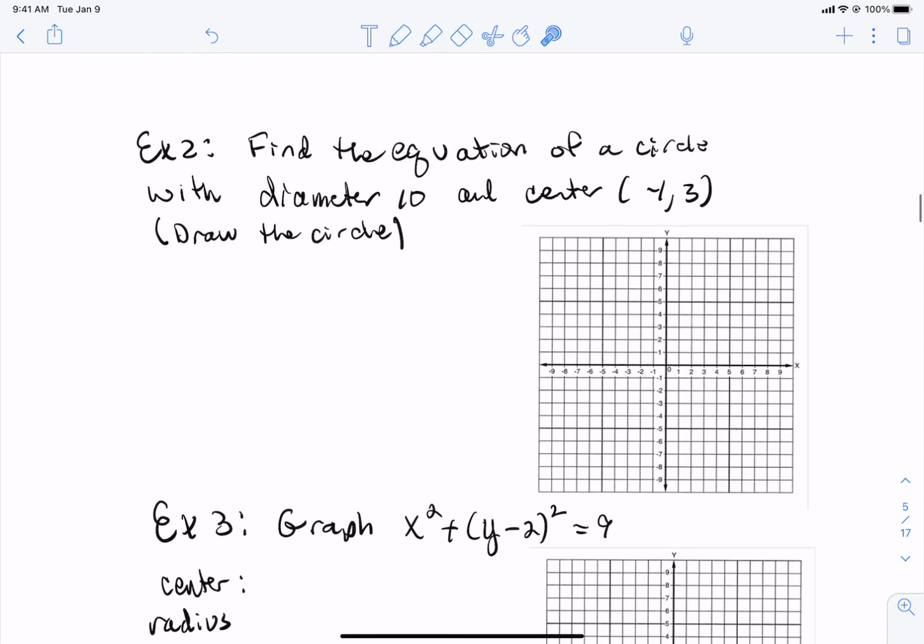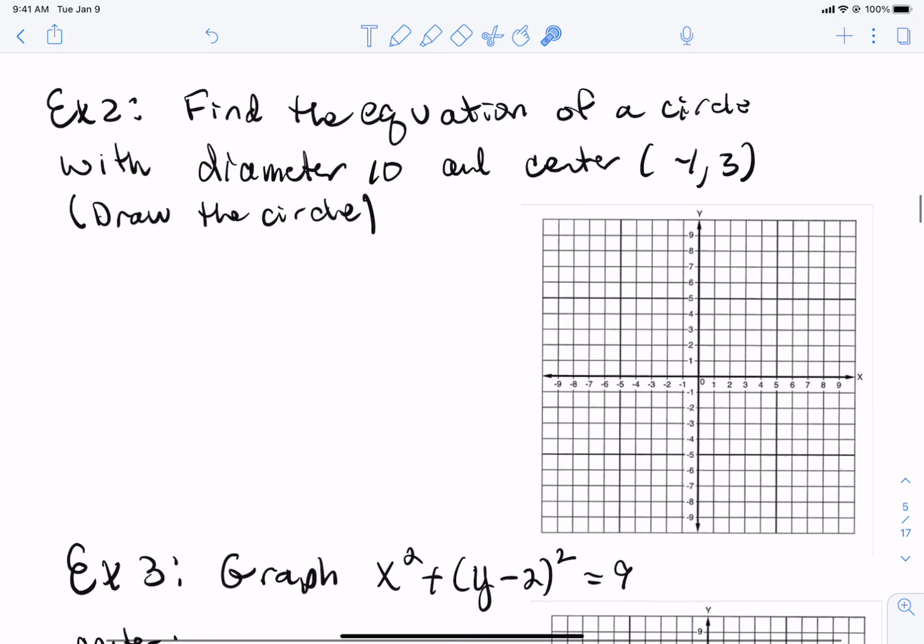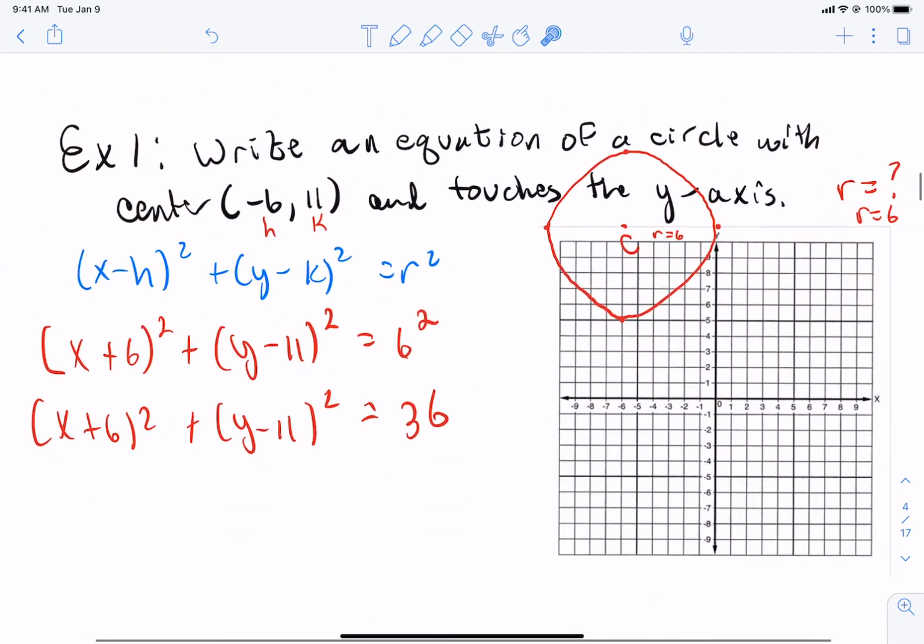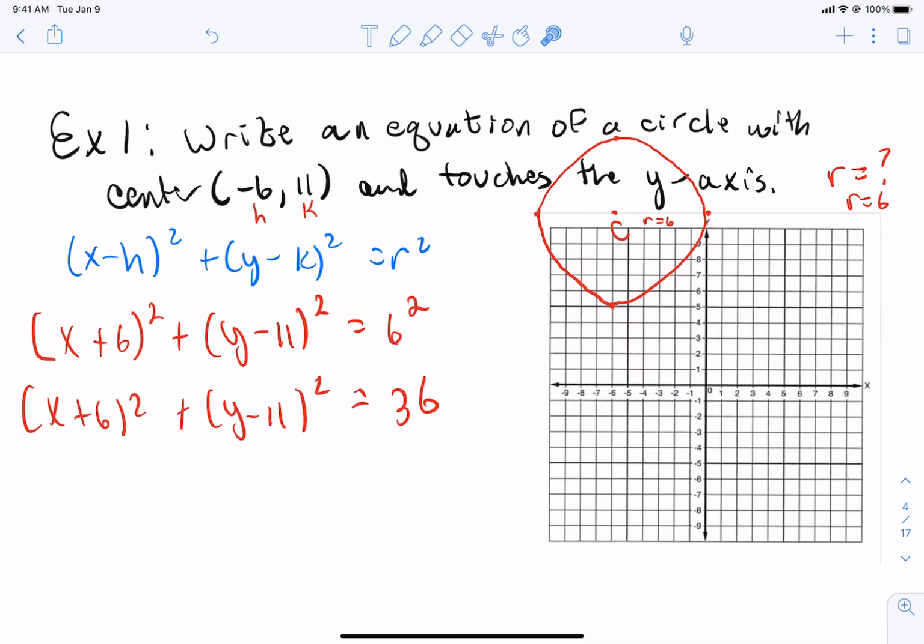Now let's move on to example 2. Can you scroll back up for a second? Sure. Okay.